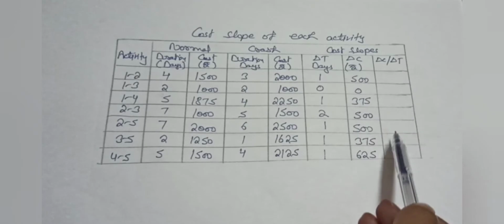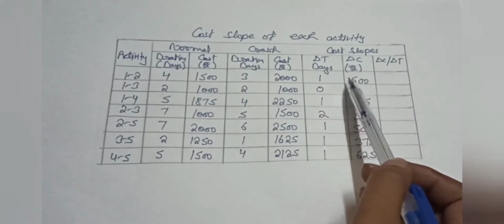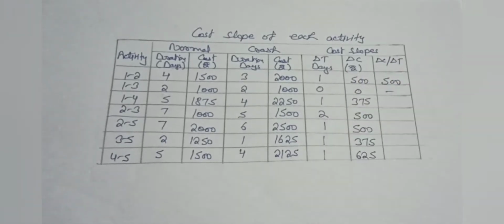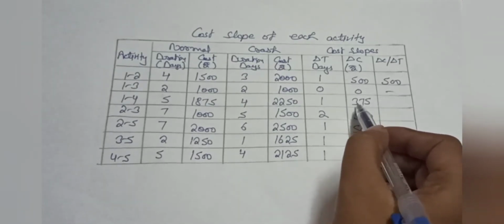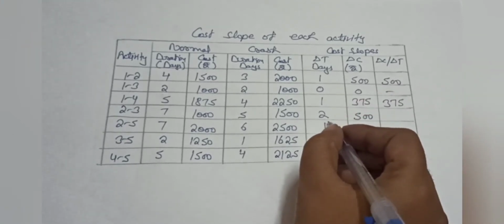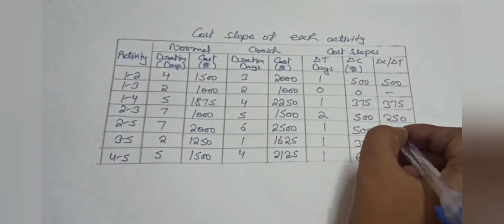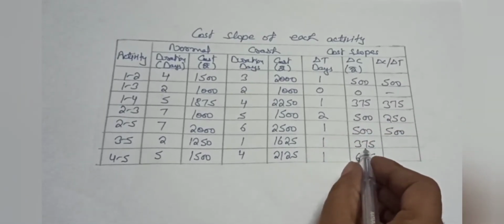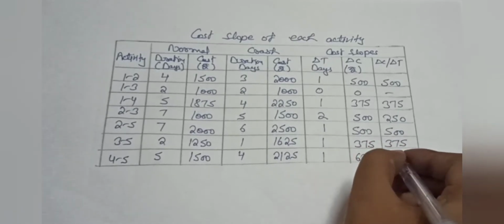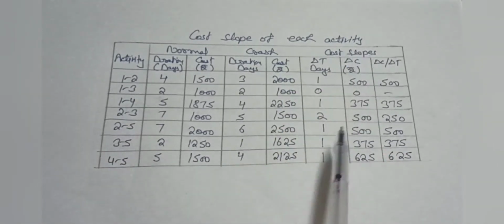Now we will calculate this next column. This column is cost divided by days. So we can see 500 divided by 1 is equal to 500. Here we will write nothing. 375 divided by 1 is equal to 375. 500 divided by 2 is equal to 250. 500 divided by 1 is equal to 500. 375 divided by 1 is equal to 375. 625 divided by 1 is equal to 625. So you can see, student, we have calculated our cost slopes.